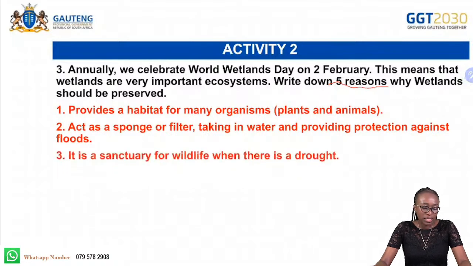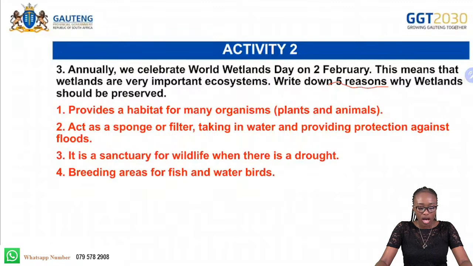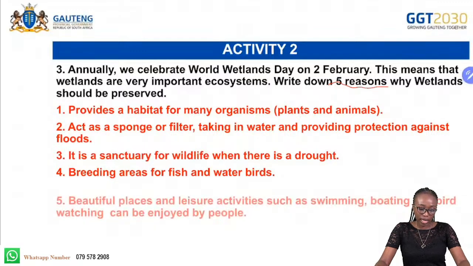2, it is a sanctuary for wildlife when there is a drought. So if there's a drought, wildlife will migrate to wetlands in order for them to survive. And 4, they are breeding areas for fish and water birds. So water birds and fish, they breed, they reproduce in wetlands.